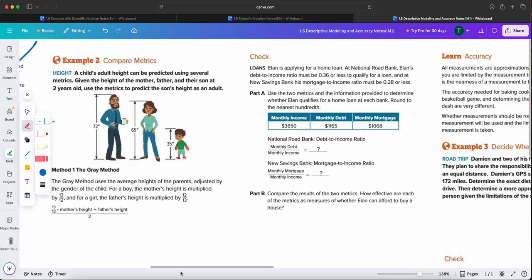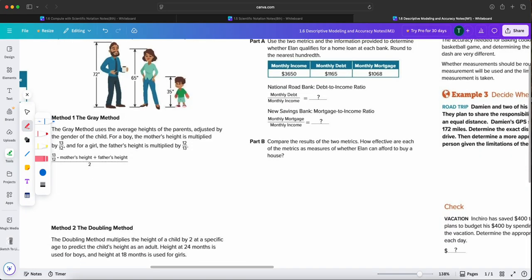Okay, so they give us two different methods. Method one, the Gray method. The Gray method uses the average height of the parents adjusted by the gender of the child. For a boy, the mother's height is multiplied by 13 over 12. For a girl, the father's height is multiplied by 12 over 13. So in this case, we're dealing with a son, so we're going to be multiplying the height of the mother by 13 over 12. They gave us that little formula down there. So we're going to have to plug in our values where they belong.